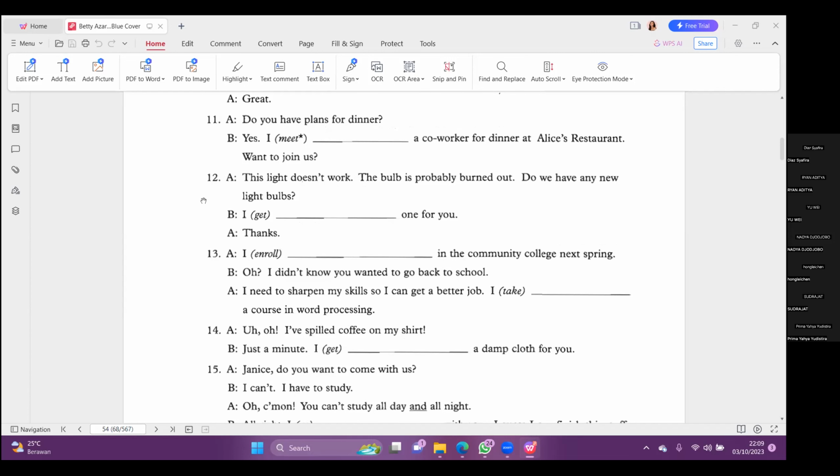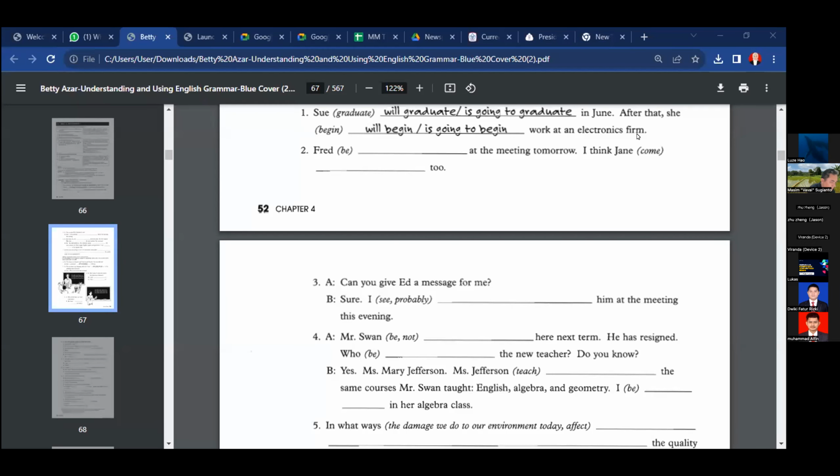Okay, number 12. This doesn't work. The verb is the others. We are not be here.